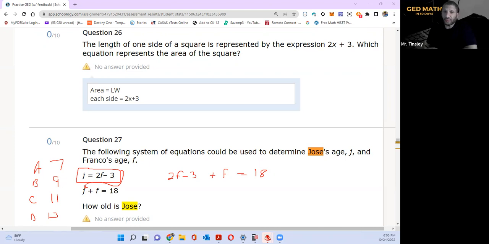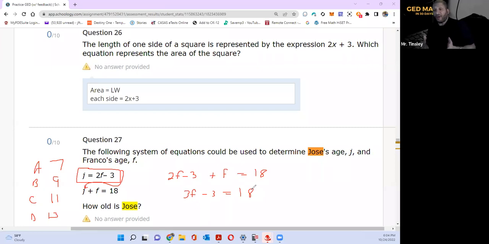Okay. So now we're going to combine like terms. So 2F and F make what? 3F. So we have 3F minus 3 equals 18. Now, this is a simple two-step algebraic equation.